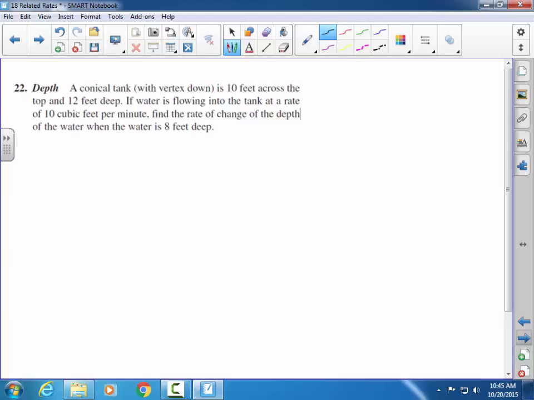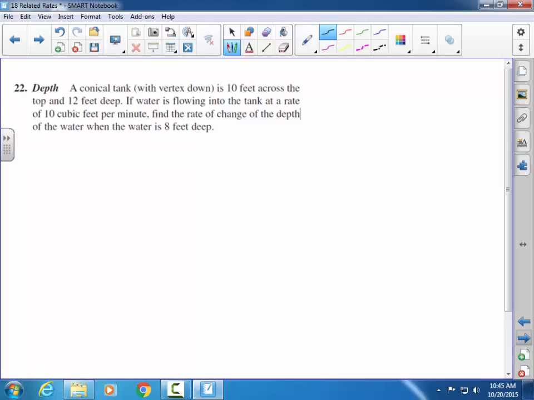A conical tank with vertex down is 10 feet across the top and 12 feet deep. If water is flowing into the tank at a rate of 10 cubic feet per minute, find the rate of change of the depth of the water when the water is 8 feet. I just love these things. I just get excited reading these things here.